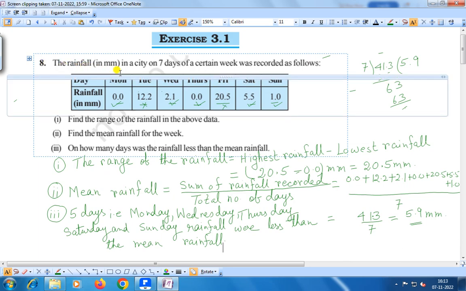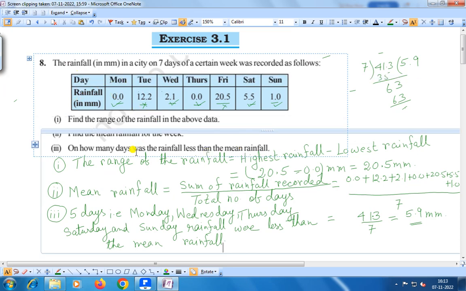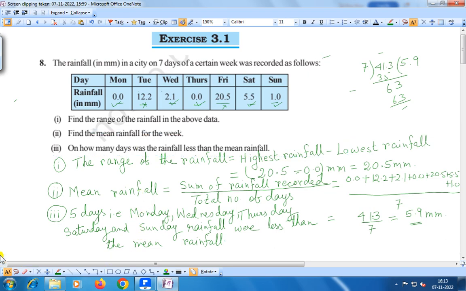The rainfall in millimeter in a city on 7 days of a certain week was recorded as follows. Day, that is Monday, Tuesday, Wednesday, Thursday, Friday, Saturday and Sunday. Rainfall in millimeter: 0.0, 12.2, 2.1, 0.0, 20.5, 5.5 and 1.0. Find the range of the rainfall in the above data. Find the mean rainfall for the week and upon how many days was the rainfall less than the mean rainfall.